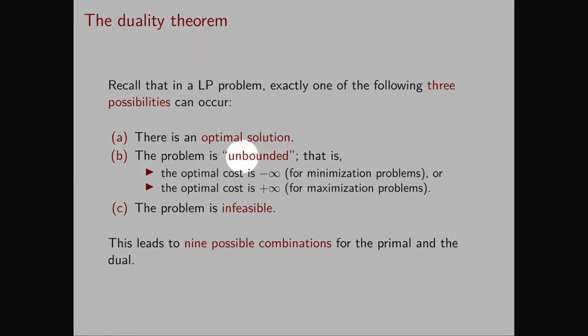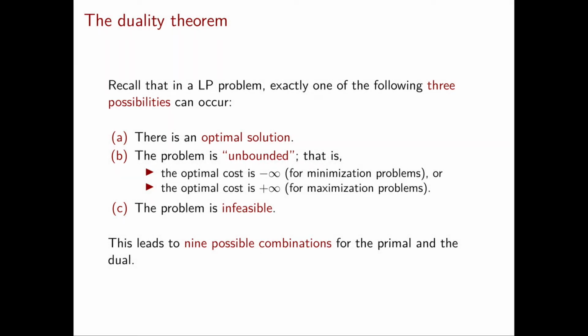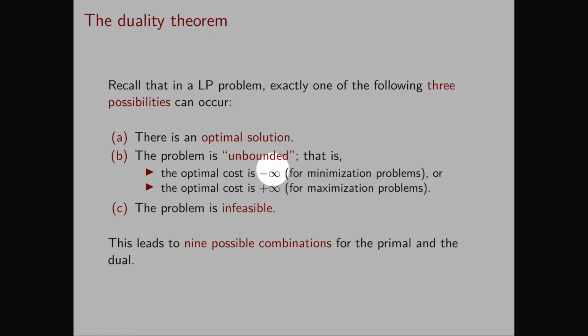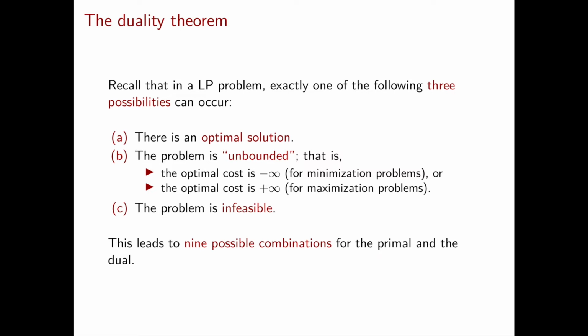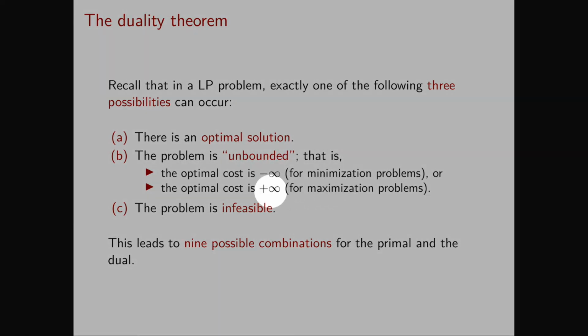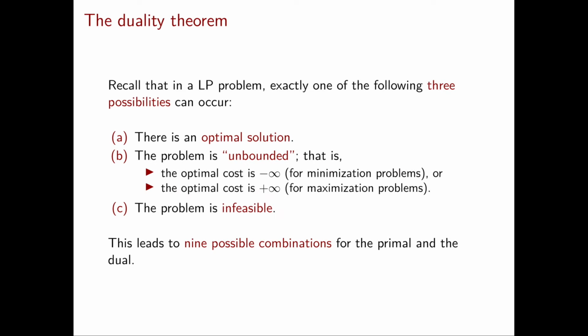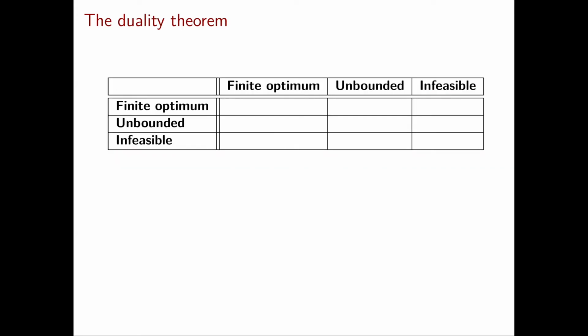So far, we've only discussed the unbounded problems for a problem in minimization form. And this exactly meant that the optimal cost is minus infinity. Symmetrically, if we're talking about a maximization problem, like the dual, then the problem is said to be unbounded if the optimal cost is plus infinity. So we have three possible outcomes for the primal and three possible outcomes for the dual. So in total we have 9 possible outcomes that we can visualize in this table.